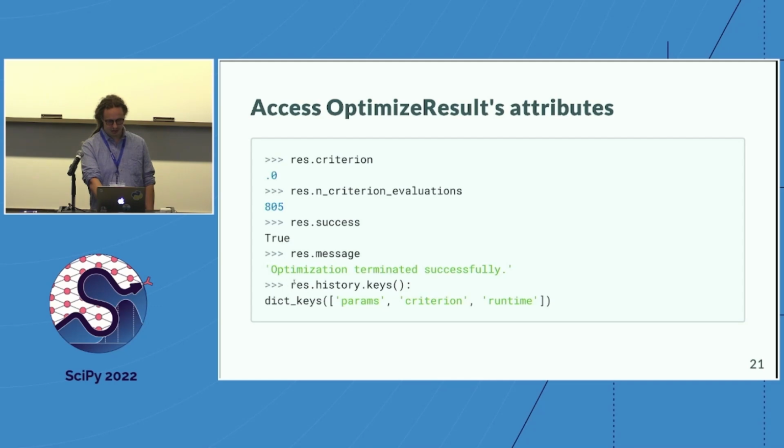The optimization result also has a history. This is a dictionary containing the function values and parameter values for each iteration, and also the runtime in seconds. This is mainly not for you to look at directly, but is used by some plotting functionality.